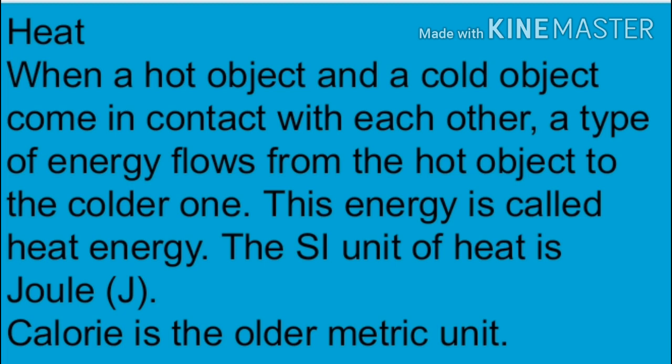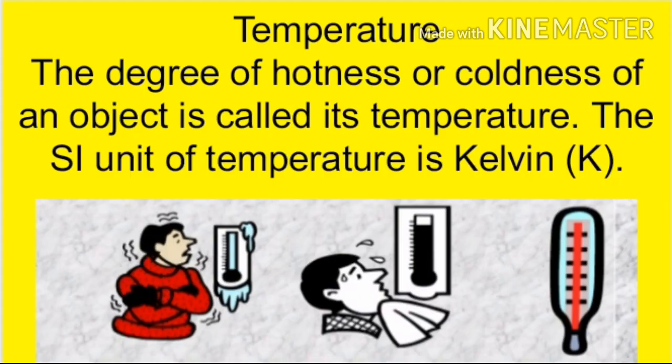So we can say that heat is a form of energy that flows from a body at higher temperature to a body at lower temperature. The commonly used units of heat are joule and calorie. Joule is the SI unit of heat.